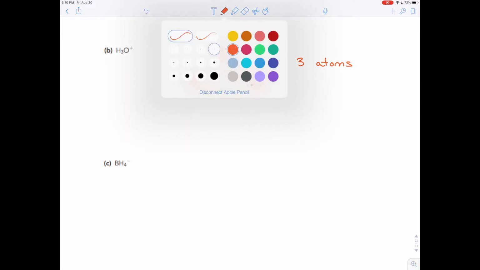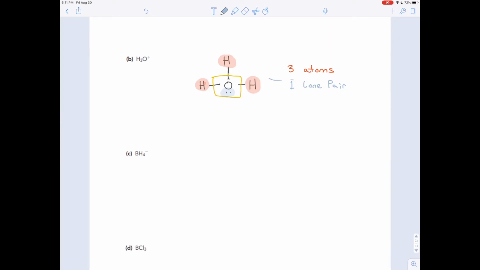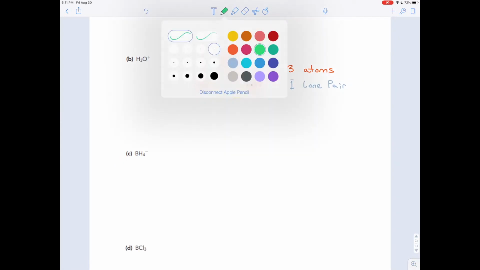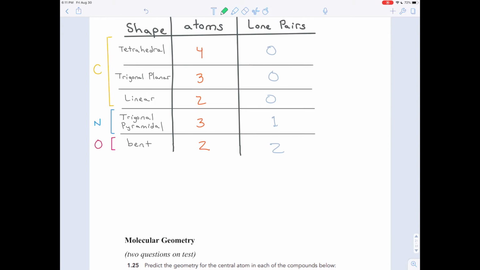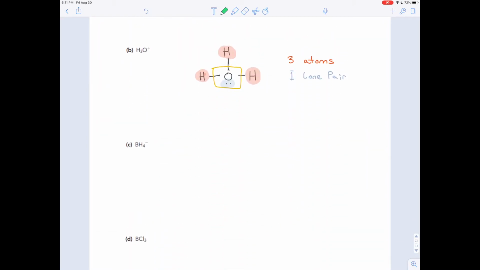And we have just 1 lone pair. Remember, there are 2 electrons in a lone pair. So we have 1 lone pair. And so that combination of 3 atoms and 1 lone pair, we saw when all those push against each other, gives us a trigonal pyramidal shape. So this will also be trigonal pyramidal.